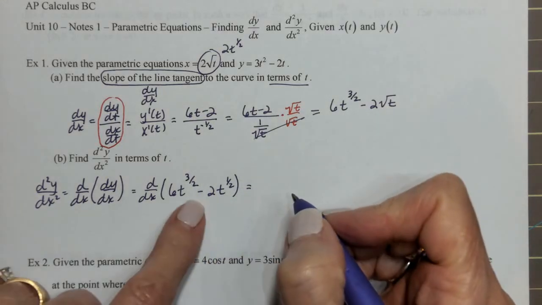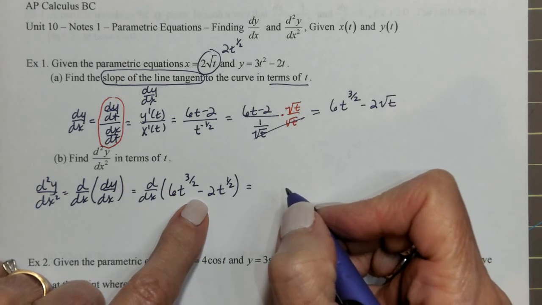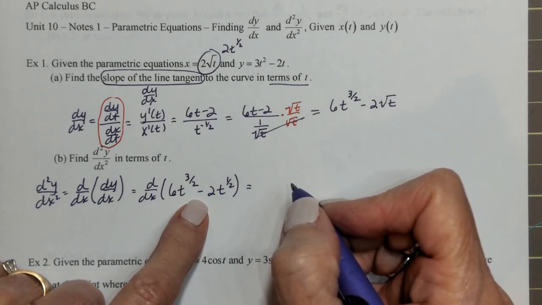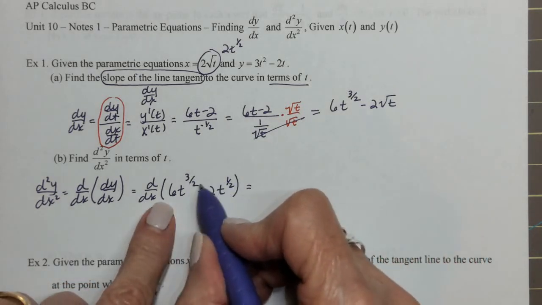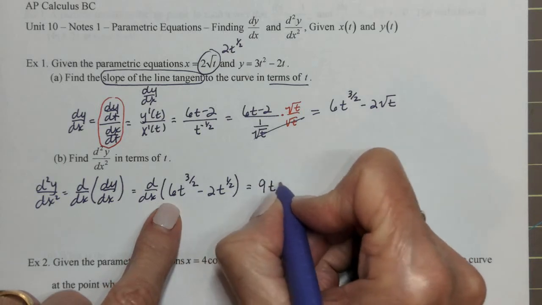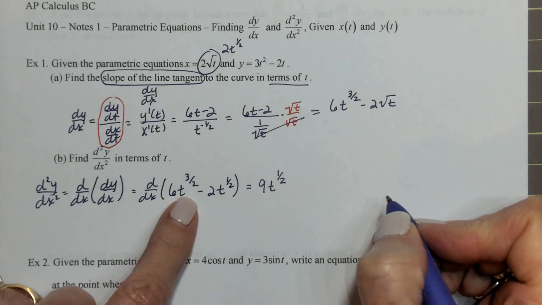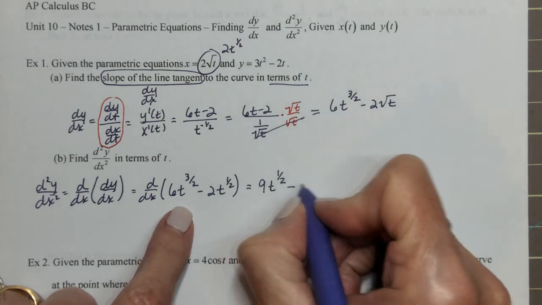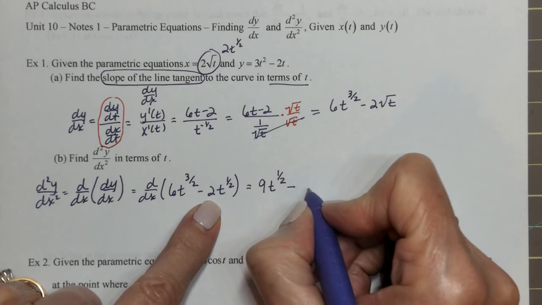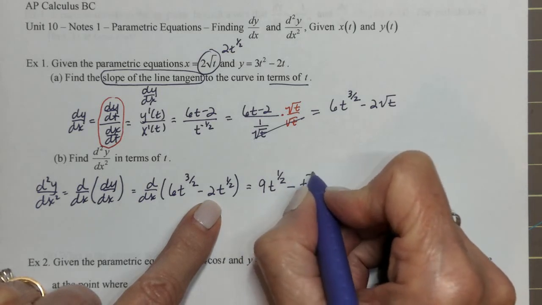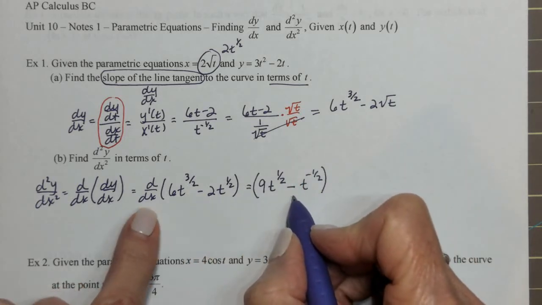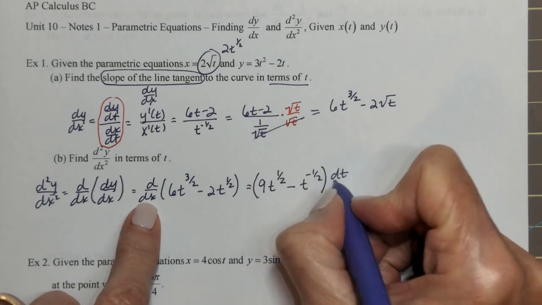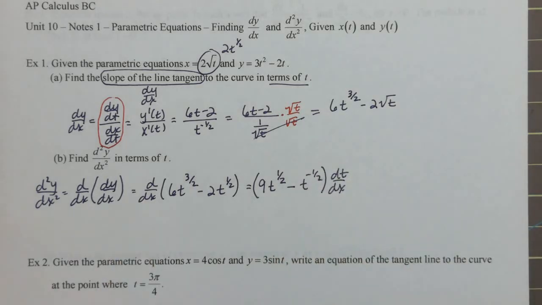So first we take the derivative with respect to t, and then we multiply by dt/dx. That's how we do implicit differentiation. So 3/2 times 6 is 9t^(1/2), minus 1/2 times 2 is 1, t to the negative 1/2. That's the derivative with respect to t, and now we're going to multiply by dt/dx since we're taking the derivative with respect to x.